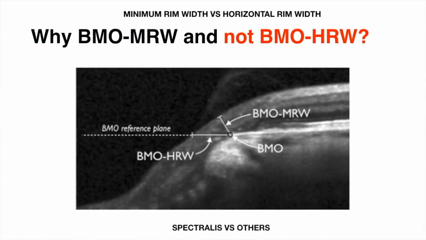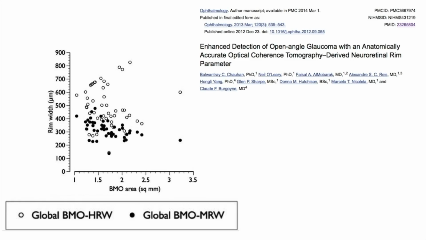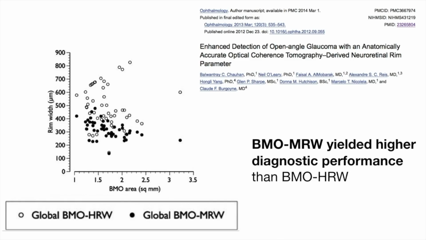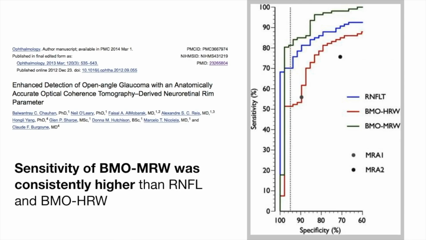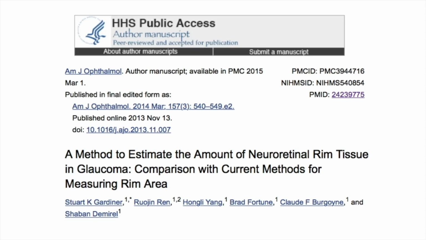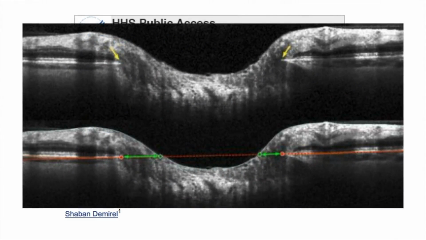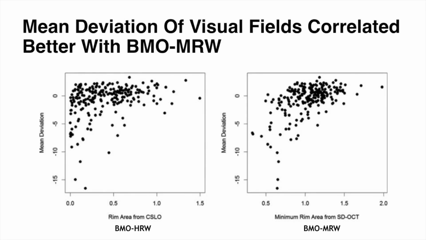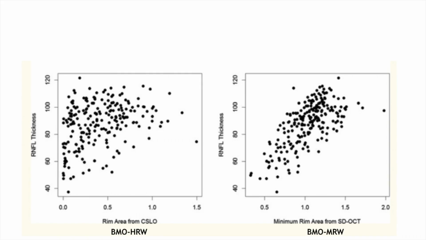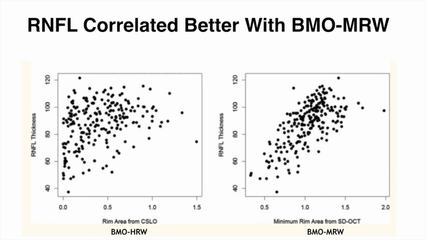Chow et al. revealed BMO MRW yielded a higher diagnostic performance than BMO HRW. Also, the sensitivity of BMO MRW was consistently higher than BMO HRW. A study done on glaucomatous neuroretinal rim tissue revealed that the mean deviation of the visual fields correlated better with BMO MRW than with BMO HRW. Also, RNFL thickness correlated better with BMO MRW than with BMO HRW.